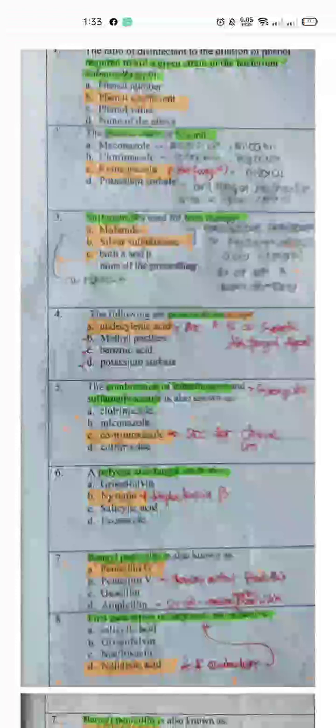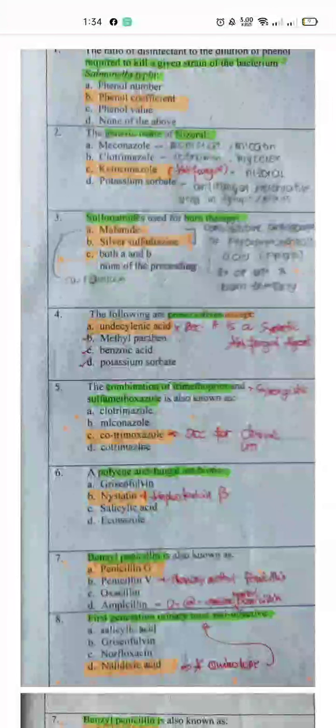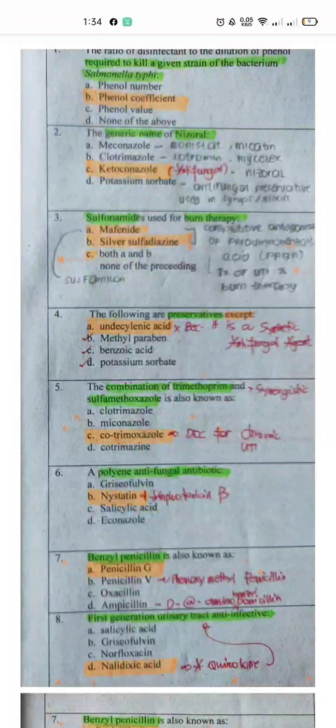So your methylparaben, it is a para-hydroxybenzoic acid. Methylparaben is a para-hydroxybenzoic acid, primarily used to protect against molds, whereas your benzoic acid and your potassium sorbate are antifungal preservatives.